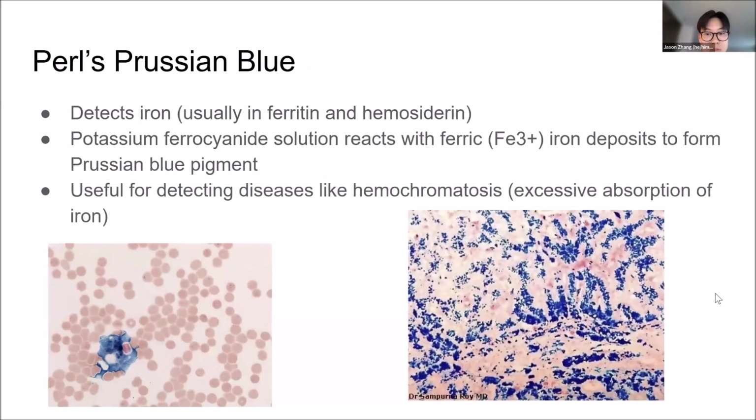You have Perls' Prussian blue. This is mainly an iron stain. So this is useful for diseases like hemochromatosis. If you want to look at a liver biopsy, you want to see if there's iron overload, this is what you would use, Perls' Prussian blue. And how it works is it reacts with ferric iron, and this will form a pigmented deposit within the cells that shows up as blue, and you counterstain it with eosin or something.